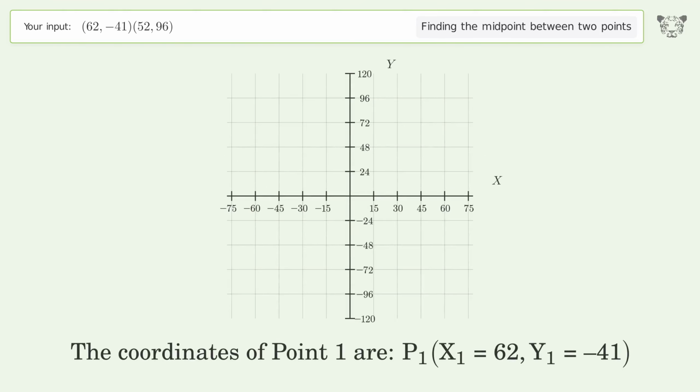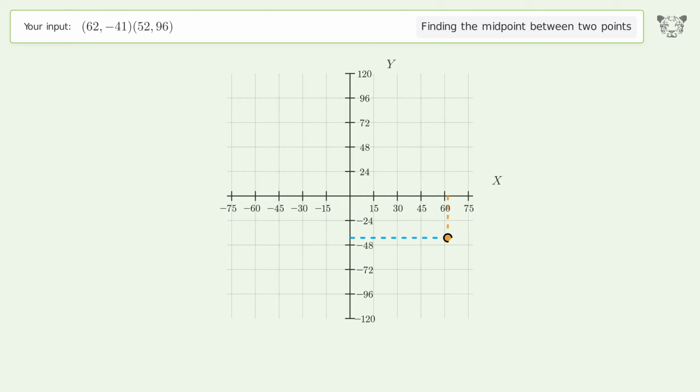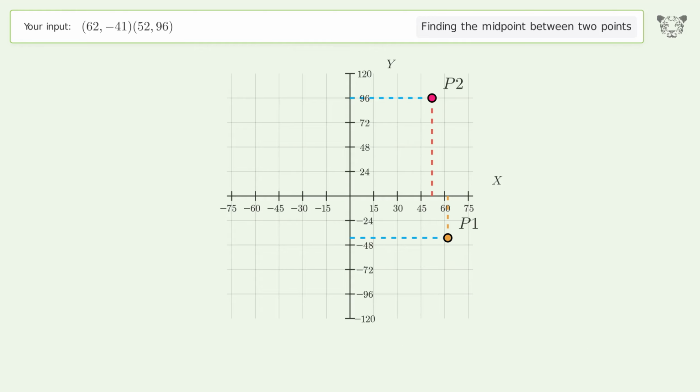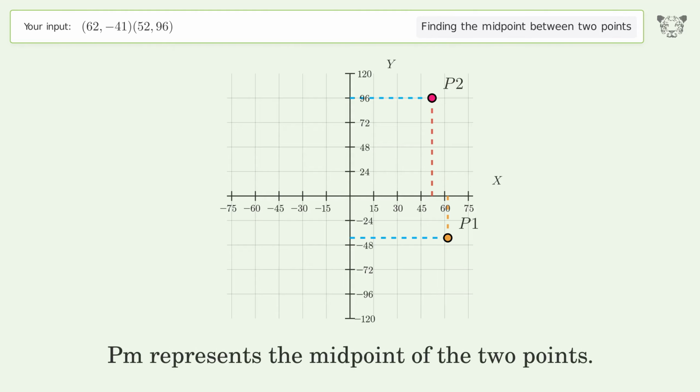The coordinates of point 1 are x1 equals 62, y1 equals negative 41. The coordinates of point 2 are x2 equals 52, y2 equals 96. PM represents the midpoint of the 2 points.